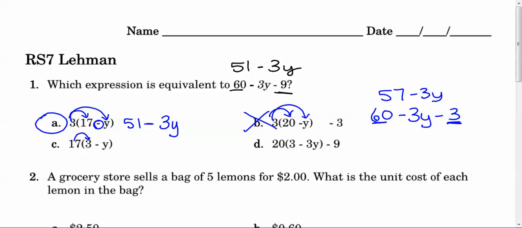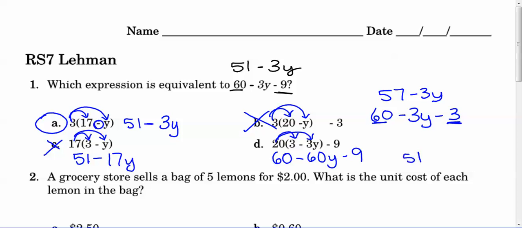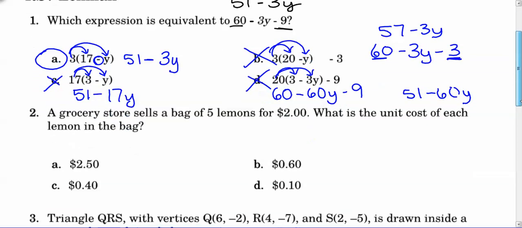This next one, again, same concept. You're going to get 51 minus 17y, which is, again, not what we're looking for. When you do this next one, D, 20 times 3 would be 60 minus 20 times 3y, which would be 60y minus 9. And if you combined the like terms, 60 minus 9 would be 51 minus 60y. And that, again, is not what we're looking for. The correct choice is A. All right, let's move on to question 2.